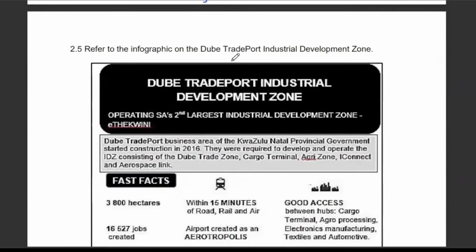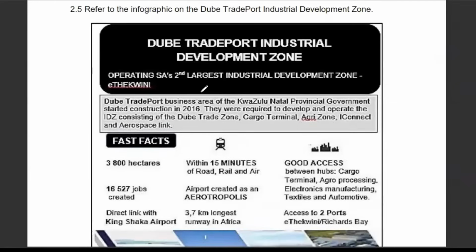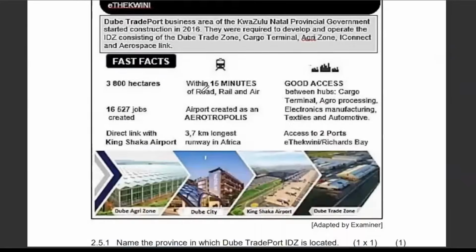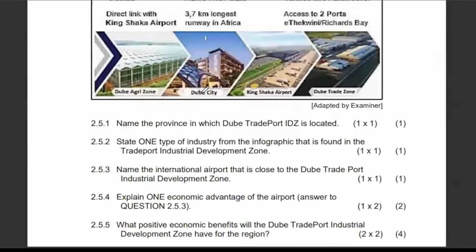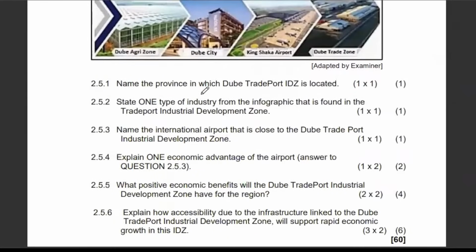Refer to the infographic on the Dube Trade Port Industrial Development Zone. Right, the Dube Trade Port, the facts are given there. Name the province in which the Dube Trade Port is located. Dube Trade Port is in KwaZulu-Natal, which is our KZN. That is where we find the Dube Trade Port Industrial Development Zone.